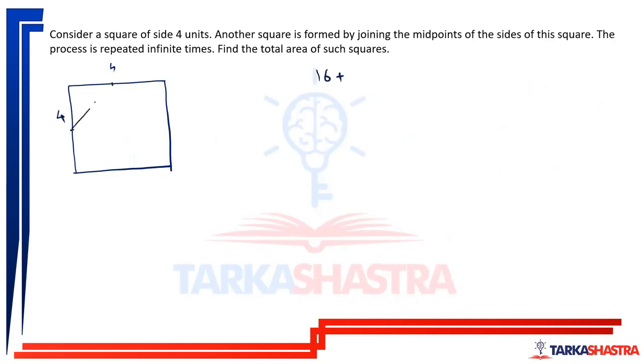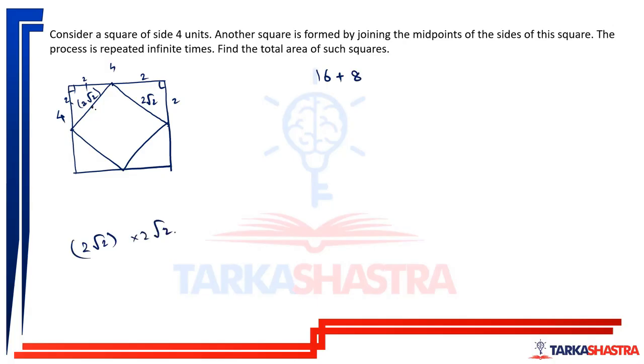Now we are joining the midpoints. So this is 2, this is 2, and this will become 2 root 2. This is 2, this is 2, this will become 2 root 2. So the area of this square will be (2 root 2) square. Yes or no? 2 root 2 into 2 root 2, that is 4 into 2, 8.